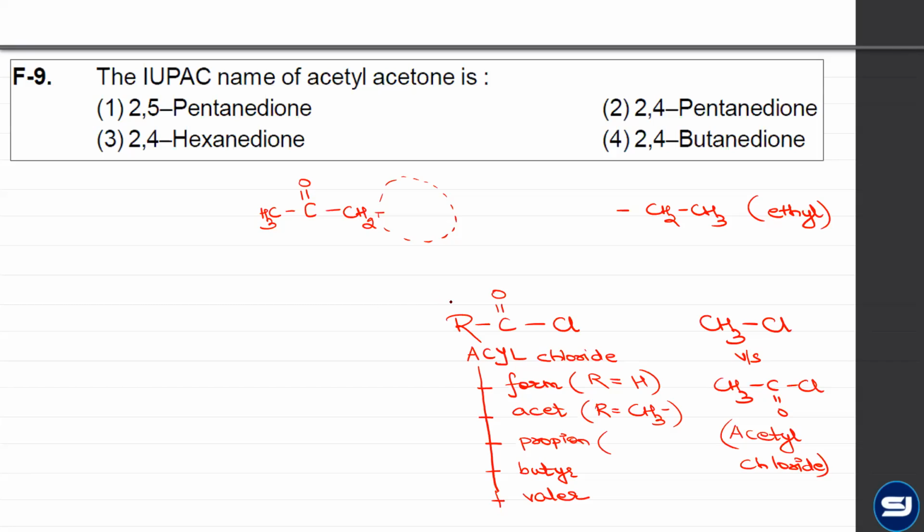मतलब इसकी जगह जब H होगा it is form related name. Then methyl, it is acid related name. Then ethyl will be propion related name. Propyl will be buter name. And butyl will be valer related name. Clear hai? Yes, sir. So now tell me what is acetyl group which will be attached here? C double bond O CH3.